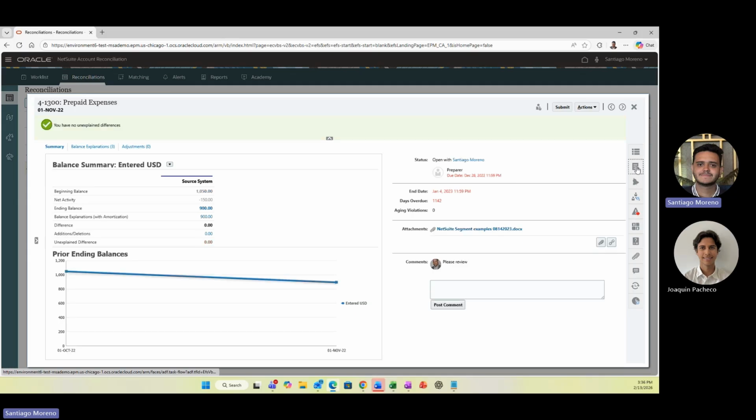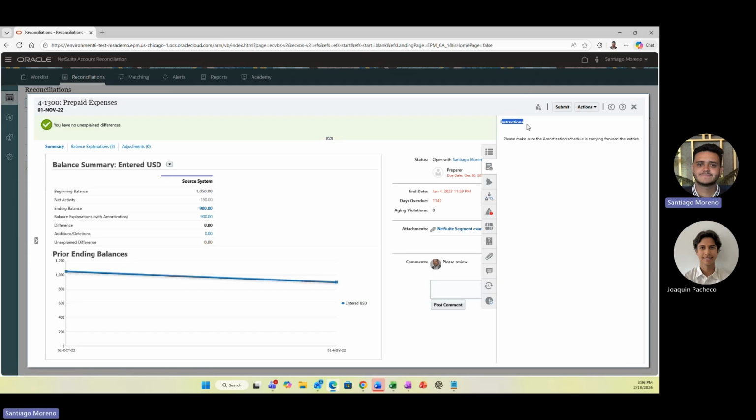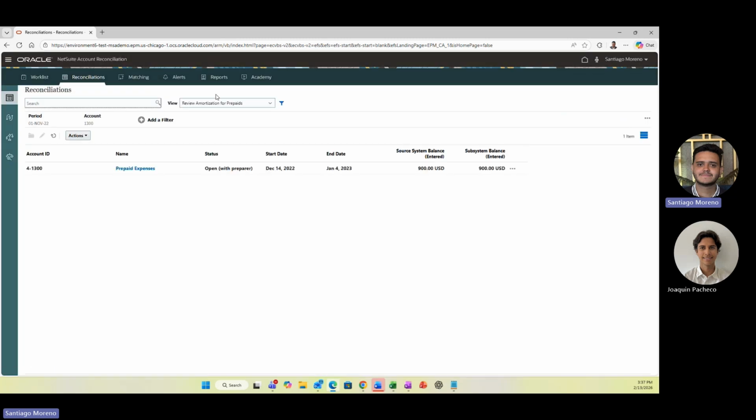Okay, then you can see that in here, we got the instructions. So you can see that the instructions on this specific case is, okay, make sure that the amortization schedule is carrying forward the entries. Because as we create the amortization schedule, the idea is that those 600 for the next month are going to appear here. That's basically like a double check, okay? But that's how the instructions are going to display on the reconciliations.